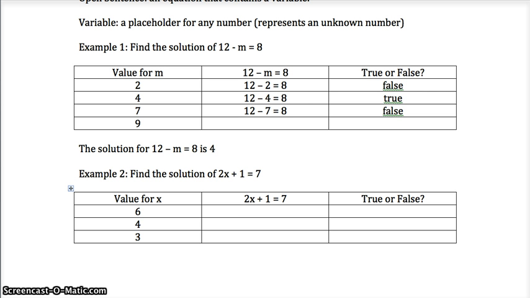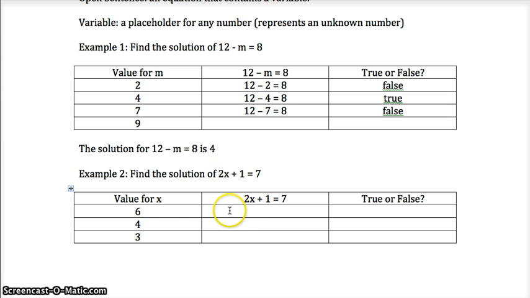Now in the book, your demonstration, they do it just a little bit differently, but for mine, I'm going to use this same chart up here because I think that's really helpful when we're solving these kinds of problems. So this example 2 asks us to find the solution of 2x plus 1 equals 7. Now, when you have a number right next to a variable, please remember that always means to multiply.